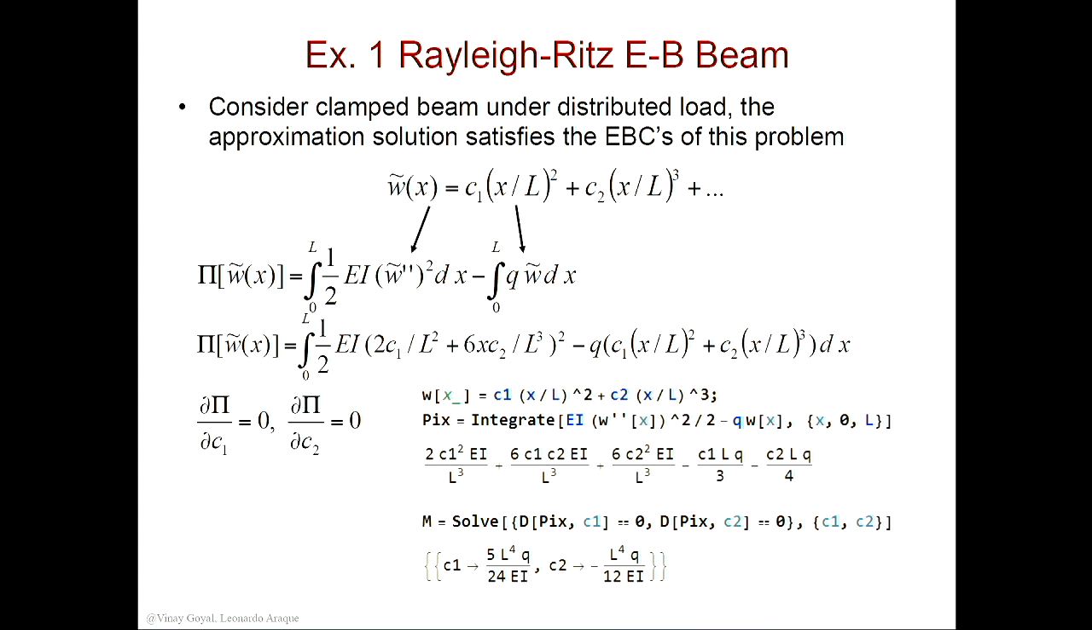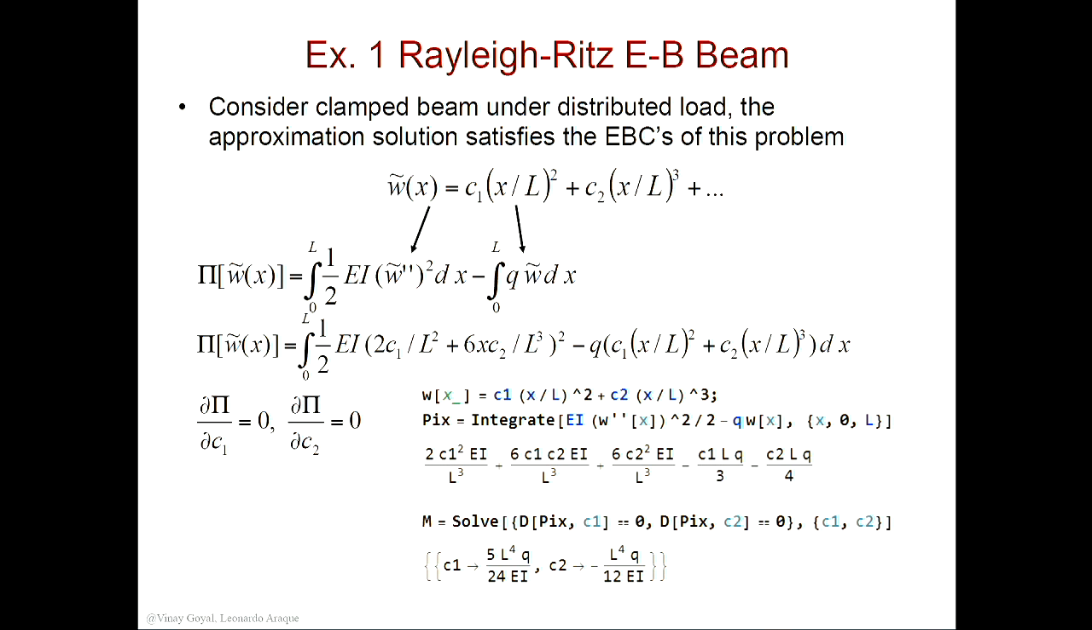If I plug this approximation in here, look at how nice it looks. So pi is now a function of just C1 and C2. You see that? C1 and C2, that's it. Then the derivative of pi with respect to C1 is 0, and the derivative of pi with respect to C2 is 0. You have two equations, two unknowns: C1 and C2. Solve for C1 and C2.